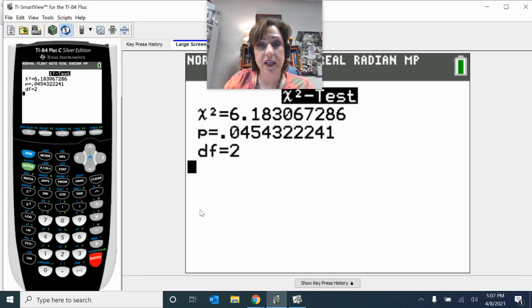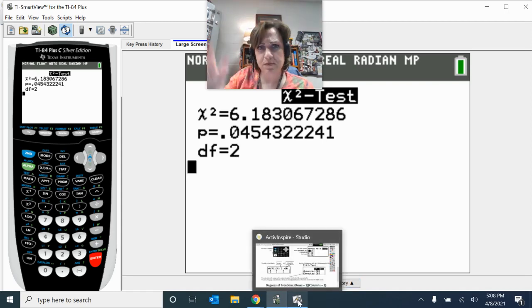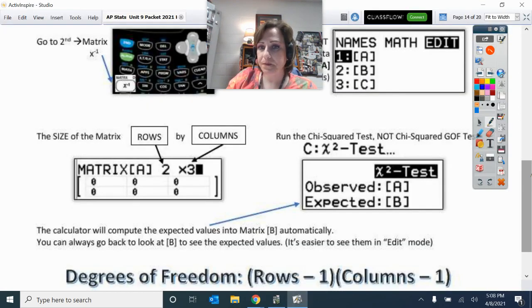Here we go. And look at there. There's my chi-squared value. There's my p-value. And we're going to discuss this degrees of freedom. What in the world is that? How is that 2 when I've got all these multi-dimensions? Weird. So let's take a look.